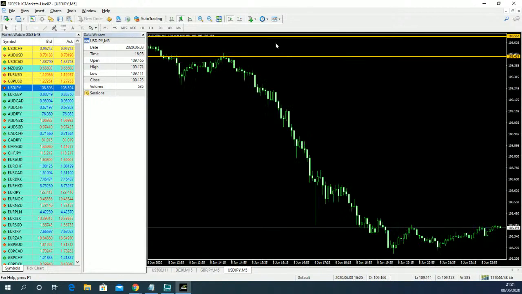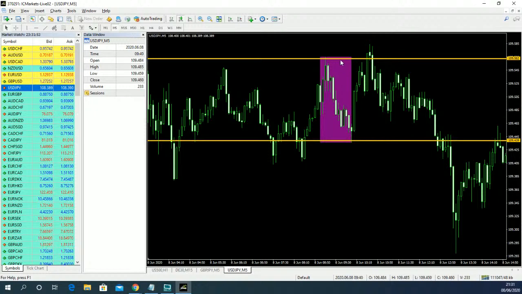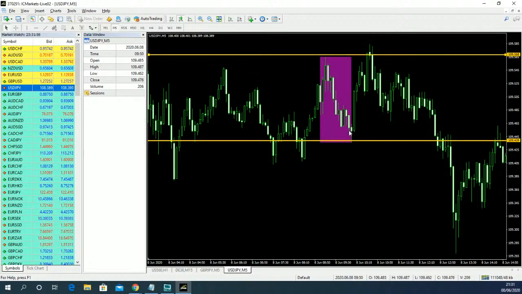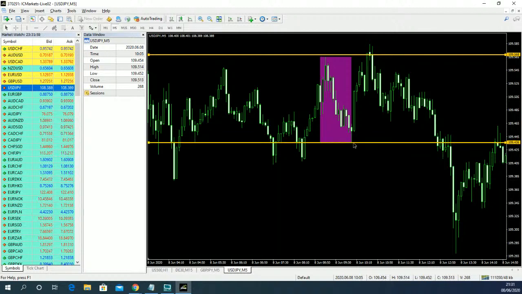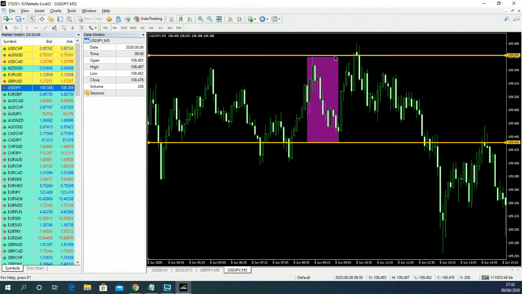So let me explain one more time, especially for our new people. Let's make sure we place this one properly and this one also properly there. Now we see the box here. Let's leave it there. We see the 1 hour box here. After the box, we see price hit the high again, but we never got a buy order here because our system didn't allow us to go into any trade.